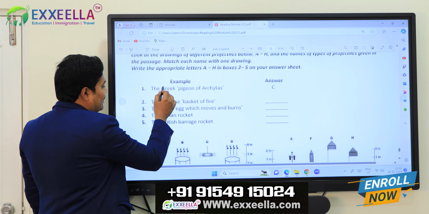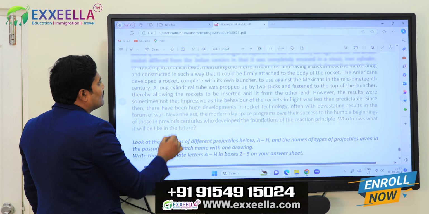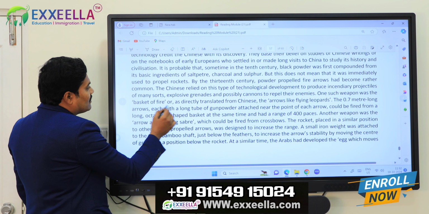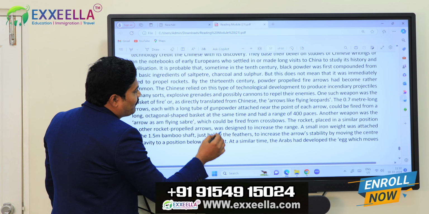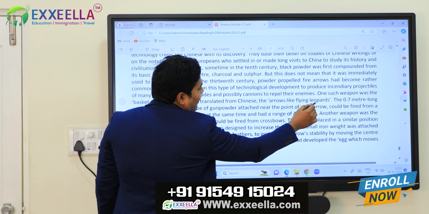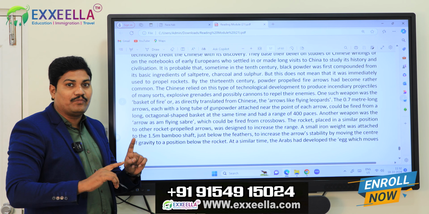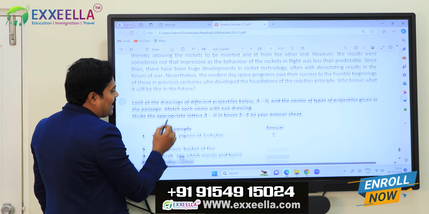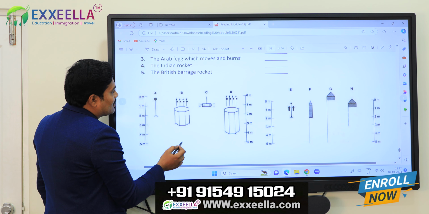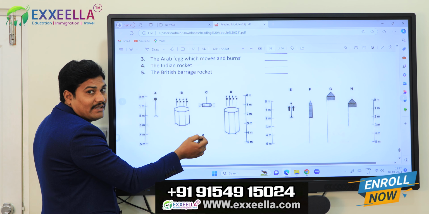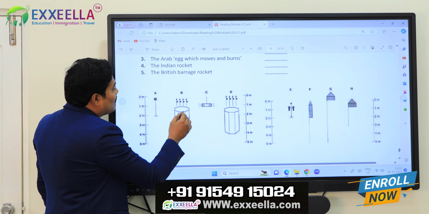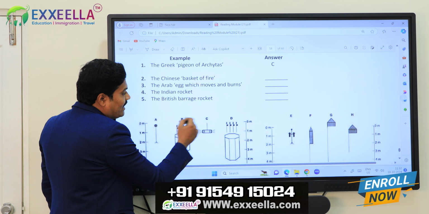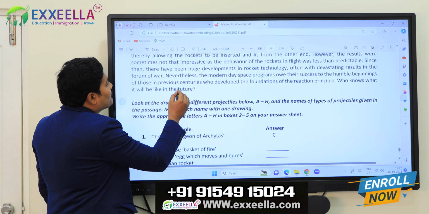Let's see the question once again: the Chinese basket of fire. If you observe this particular information, the arrows like flying leopards, the arrows should be upwards. So let's observe which diagrams we have with arrows. B and D diagrams have arrow marks. Let's find out which is the correct option for this second one, whether it is B or D.